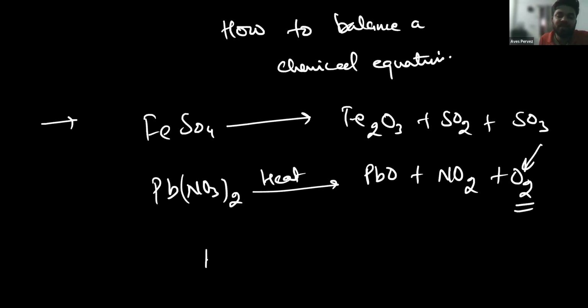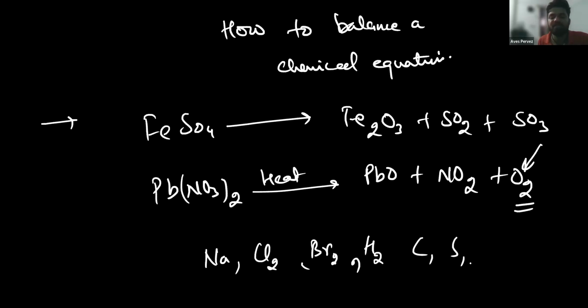Elementary form means if an element is written alone, not bonded with any other things, like Na, Cl2, Br2, H2, C, S. If it is written single, not bonded with another element, then we will balance that element at the last.